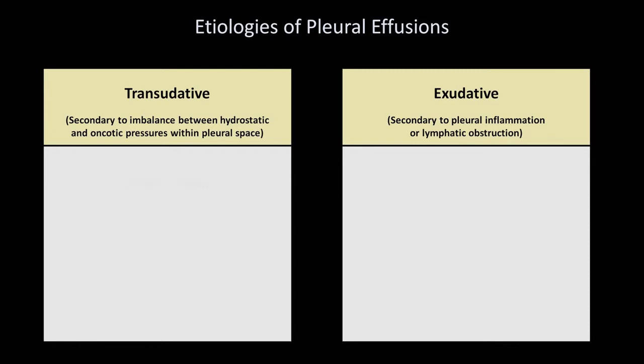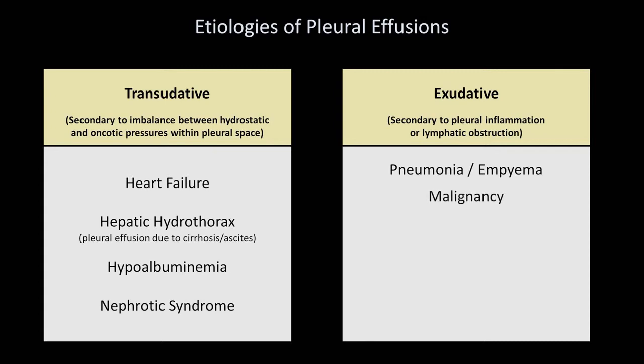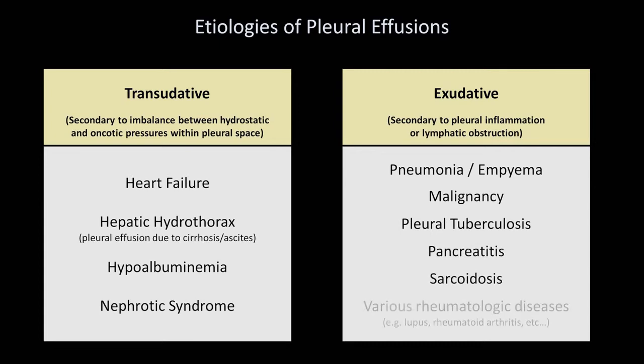Transudative effusions can be caused by heart failure, a hepatic hydrothorax, which is a pleural effusion due to leakage of ascites through the diaphragm, hypoalbuminemia, and nephrotic syndrome. Exudative effusions can be caused by pneumonia or a primary infection of the pleural space called an empyema, malignancy, pleural tuberculosis, pancreatitis, sarcoidosis, and various rheumatologic diseases.